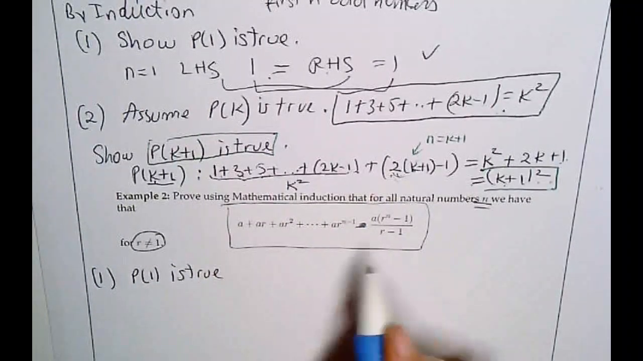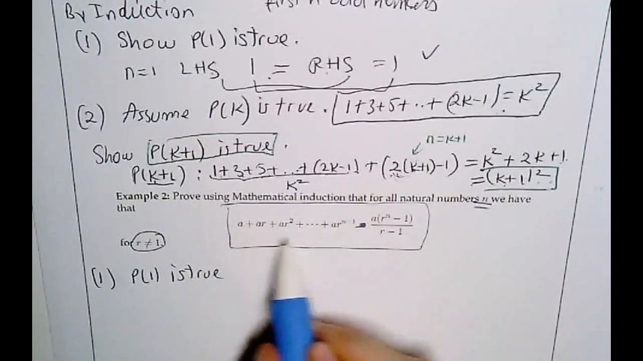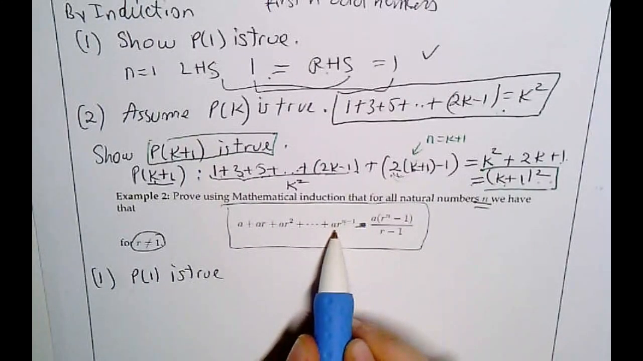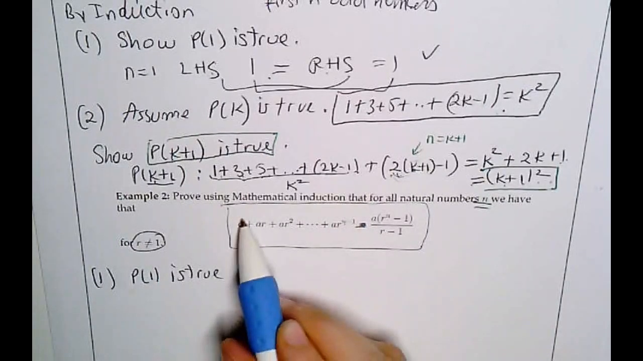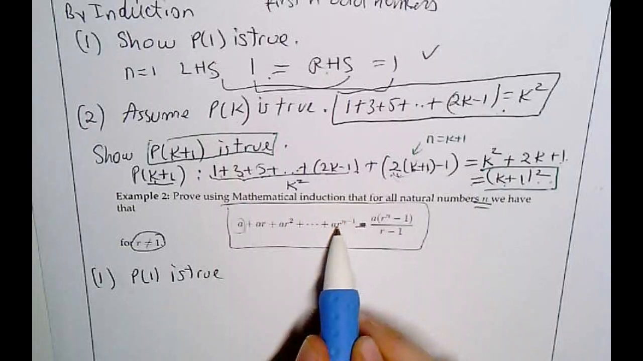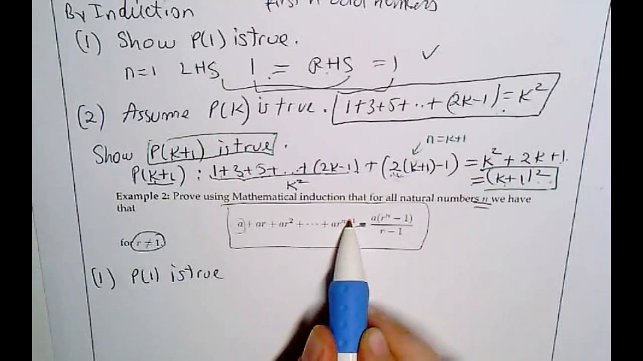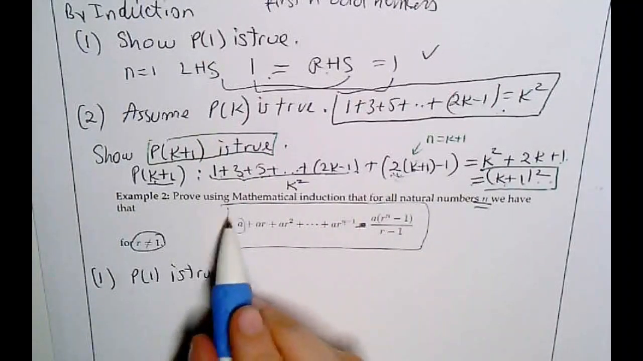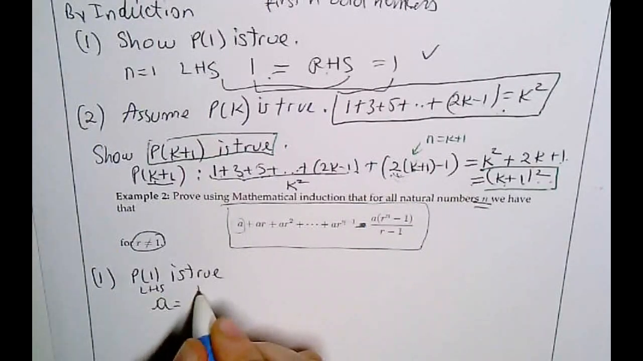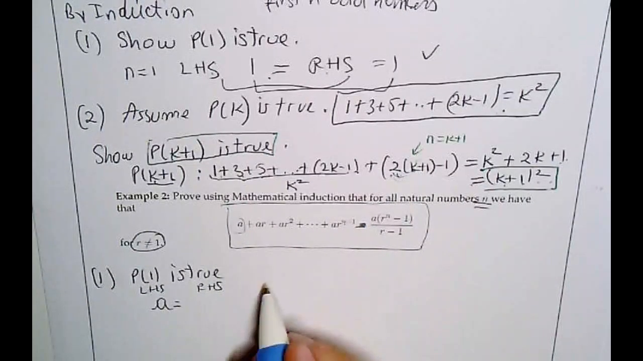So on the left-hand side, what am I going to have? When n equals 1, I'm going to have just the first term, because n equals 1 is going to give me r to the 0, which is 1, and then a times 1, which is just a. So this tells me that on the left-hand side I just have a. So this is the left-hand side. And what am I going to have on the right-hand side?